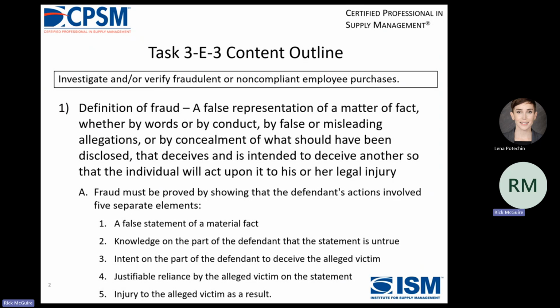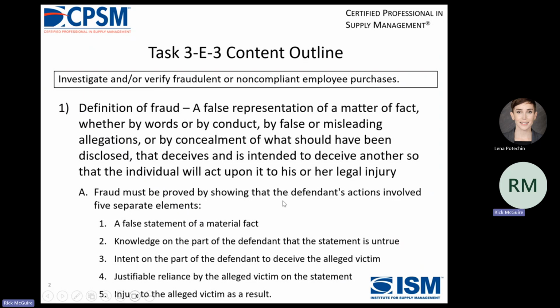Definition of fraud. So it's a false representation of a matter of fact, whether by words or by conduct, by false or misleading allegations, or by concealment of what should have been disclosed. That's kind of like a run-on sentence covering everything. That deceives and is intended to deceive another so that the individual will act upon it to his or her legal injury. So for it to be fraud, you have to have legal injury and you have to have a deception.